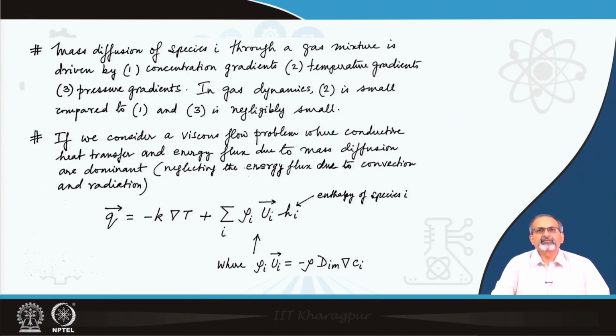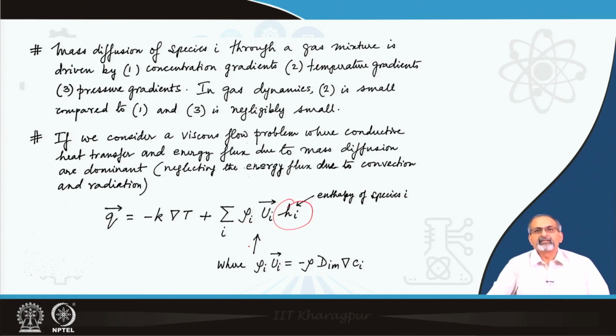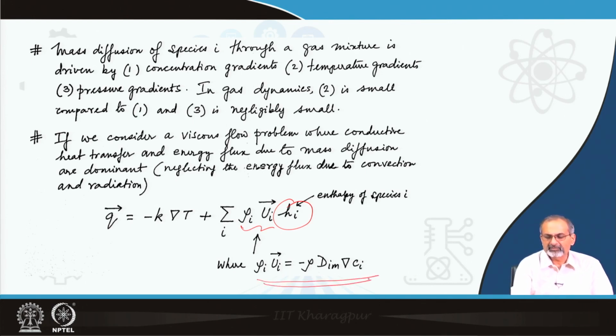If we consider a viscous flow problem where conductive heat transfer and energy flux due to mass diffusion are dominant, neglecting the energy flux due to convection and radiation, then you can represent the q vector in this form: minus k into gradient of T plus sigma rho_i u_i into h_i, where h_i is the enthalpy of species i, where again the rho_i into u_i part can be represented in terms of the diffusion coefficient of the mixture and the gradient of c_i.